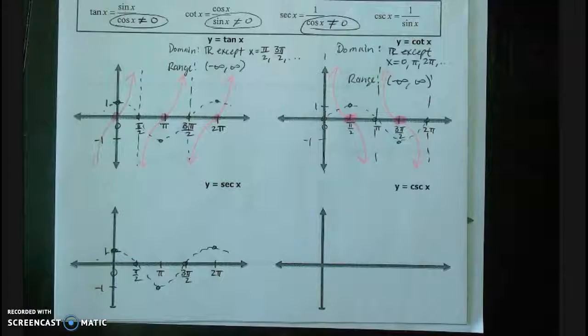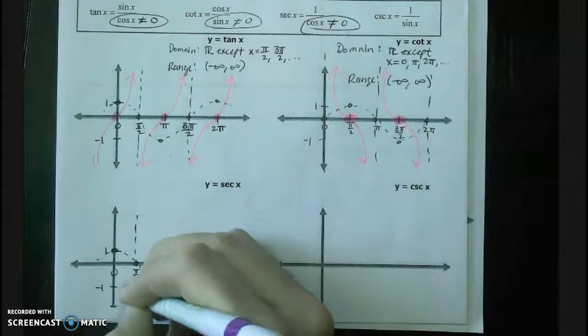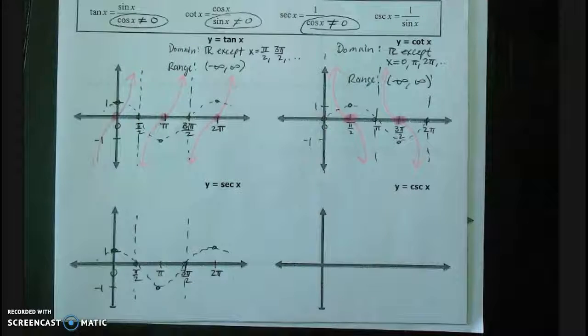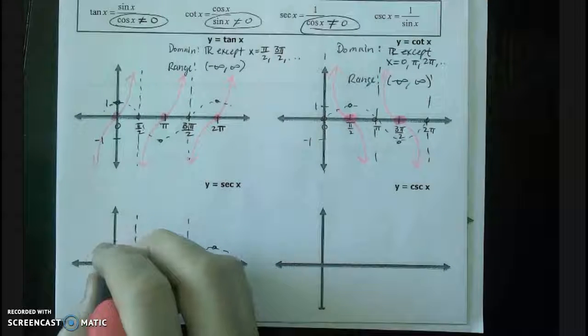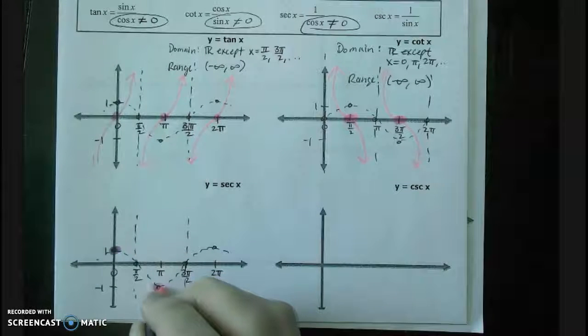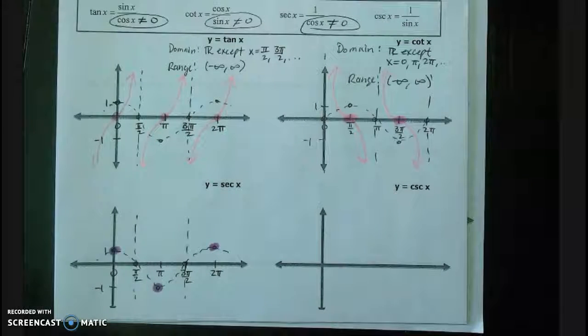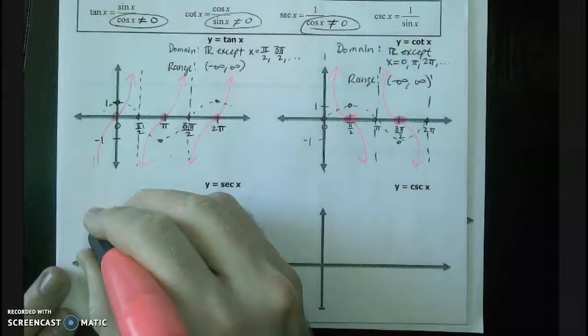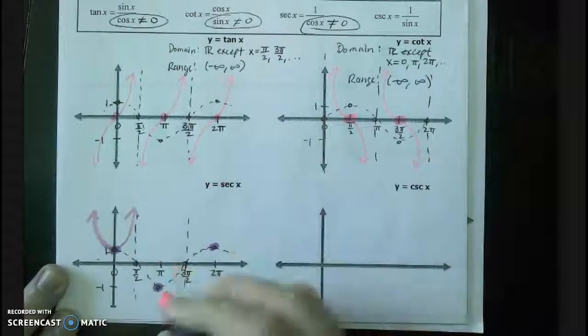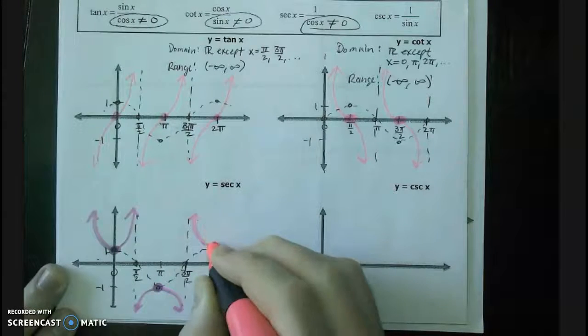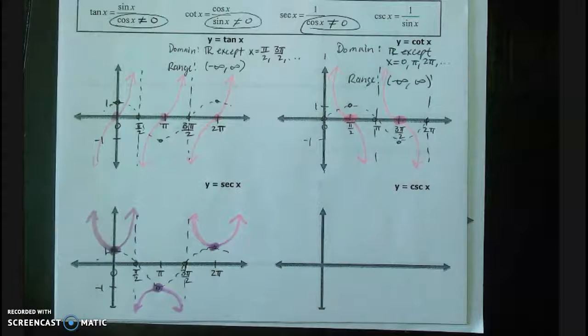We put vertical asymptotes anywhere where the cosine wave crosses the x-axis, which is at pi over 2 and 3 pi over 2. Now, secant does not cross on the sinusoidal axis. It crosses the high points and low points. So at 0, it shares the same high point. At pi, it shares the same low point. At 2 pi, it shares the same high point as your cosine wave. And then from those points, you curve away from your dotted lines. So they look like little parabolas from your high and low points. So that is your secant graph.